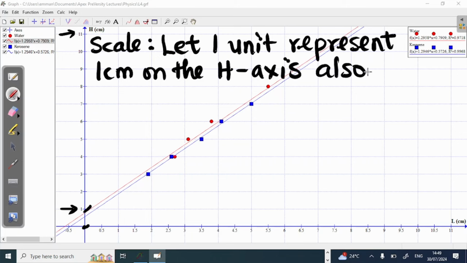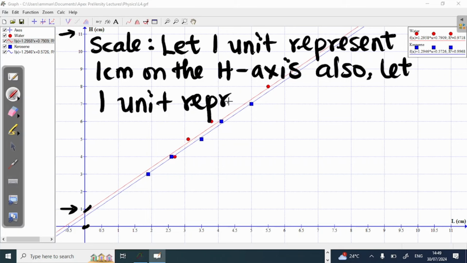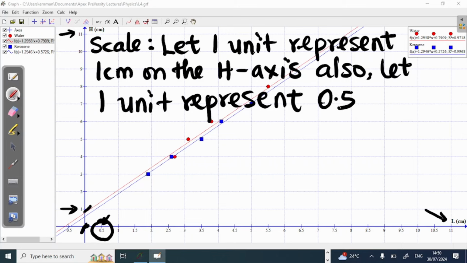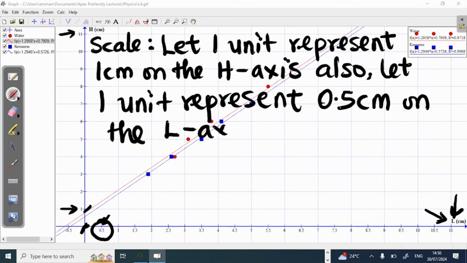Also, comma, let 1 unit represent what there. So if I look at this here, let's look at the horizontal axis. From here to here represents 1 unit. And if I look at this, the first value here is about 0.5. So say it represents 0.5. The unit for the horizontal axis is centimeters. So 0.5 cm on the axis here labeled L. So on the L axis.